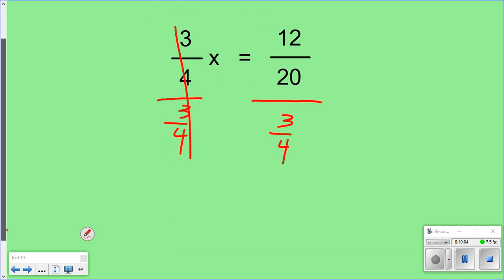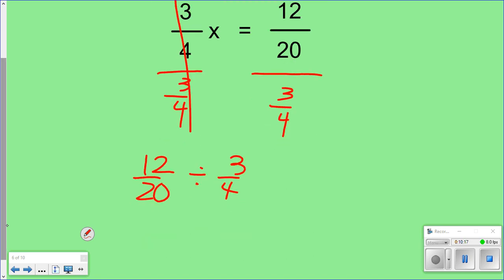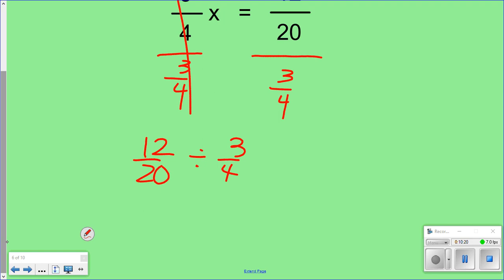First thing you're going to do is write this out in a horizontal line. So this would be 12 over 20 divided by 3/4. This is me just writing it out in a format that I can see. What's my next thing I need to do? If I'm doing division, what do I need to do? I can do keep, change, flip. Remember? So 12/20 times 4 over 3.